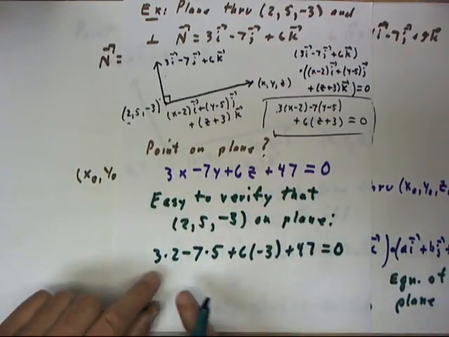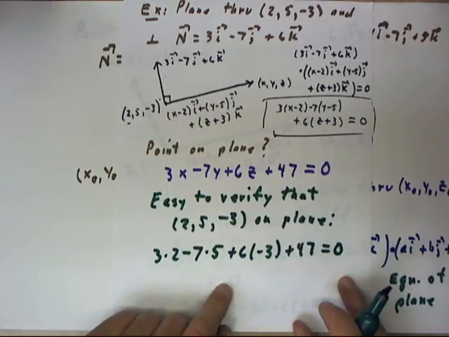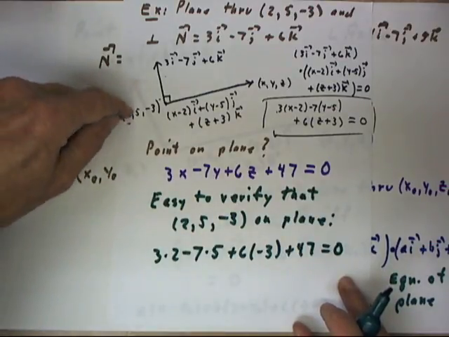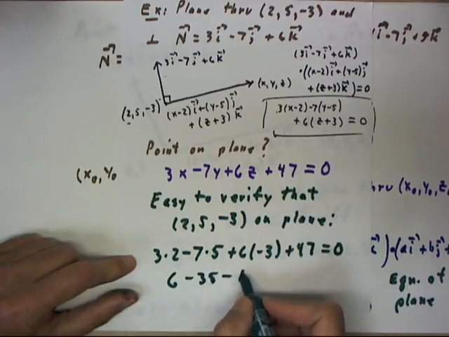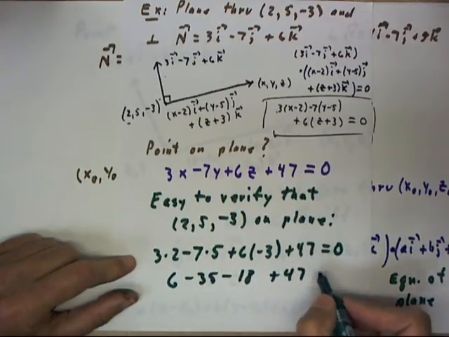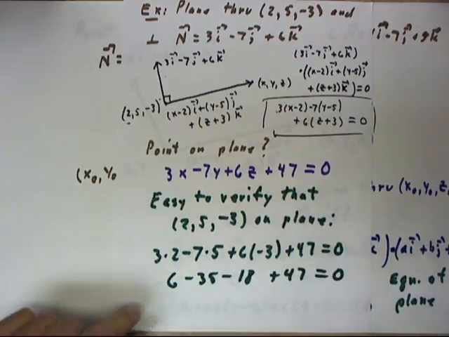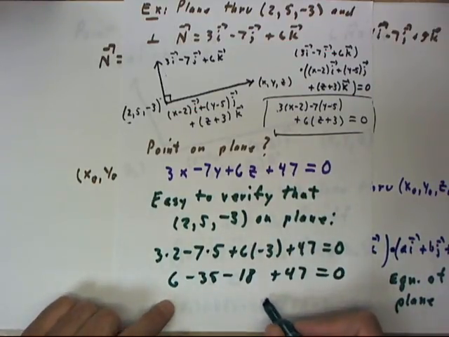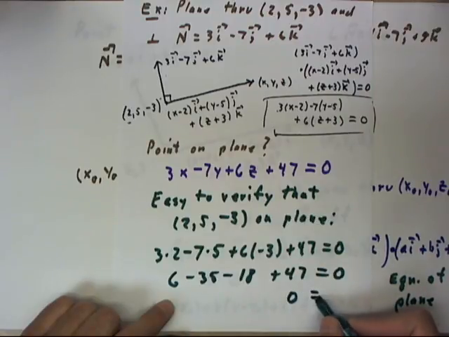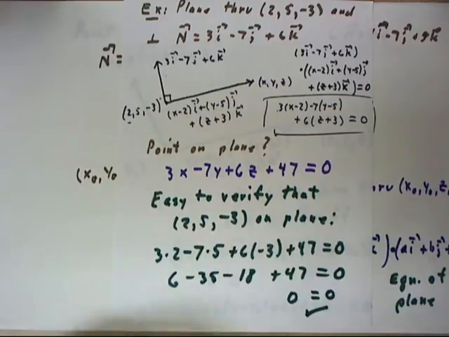Now this equation should hold since this point we know to be on the plane. So let's see, we get 6 minus 35 minus 18 plus 47 equals 0. If my arithmetic is correct, this side adds up to 0. We get 0 equals 0, and that verifies that the point is on the plane.